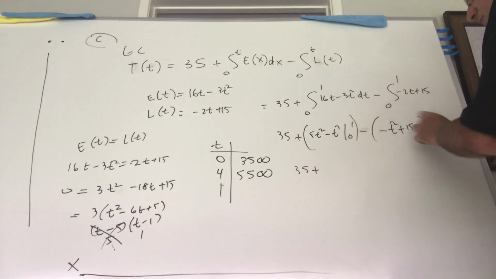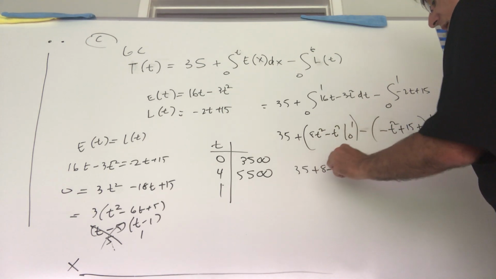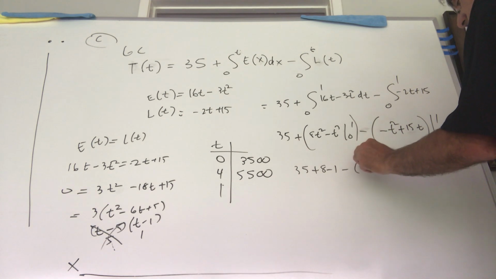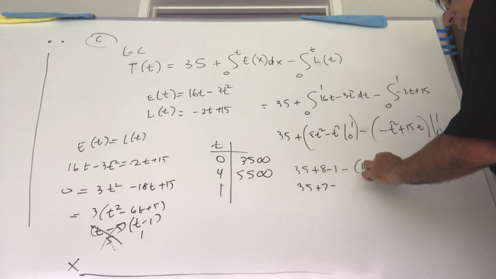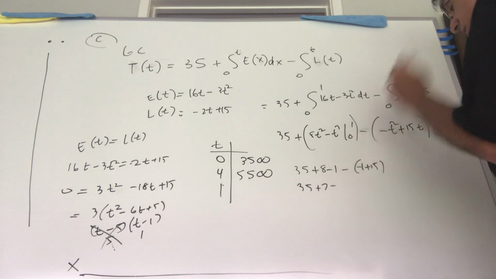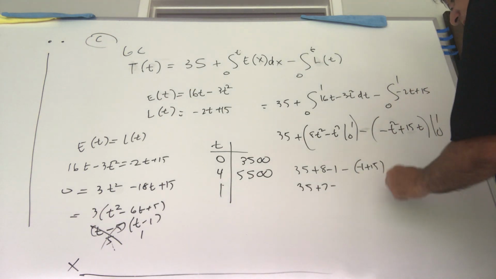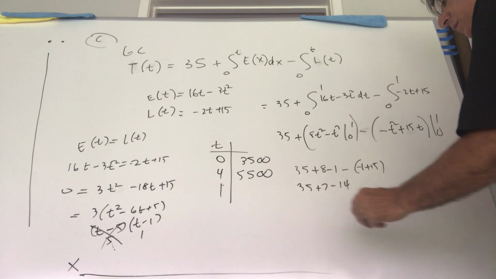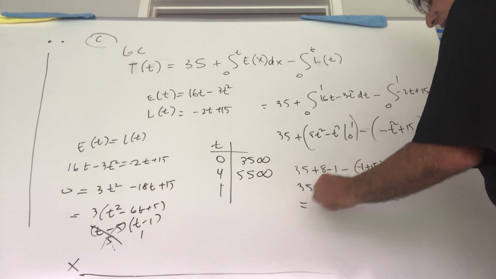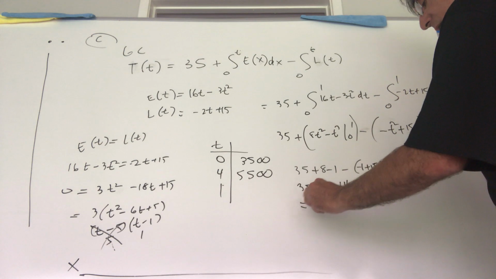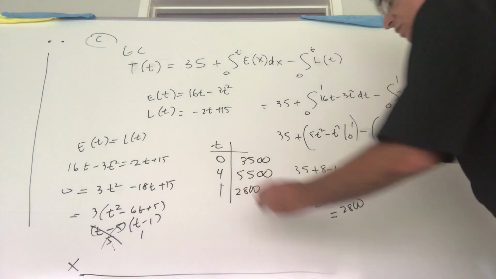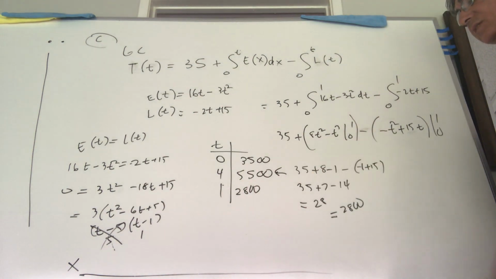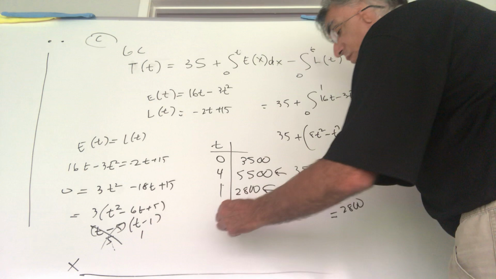35, put the 1 in. Now, the nice part, the zeros are going to be zero, so I put the 1 in, so I get 8 minus 1 minus 1 plus 15. So 8 minus 1 is 7. Negative 1 plus 15 is 14. So what's that? 7 minus... so 28. Now remember, it's 2,800. And remember what we do is this: the most number of bees is 5,500, and the least is 2,800 bees.